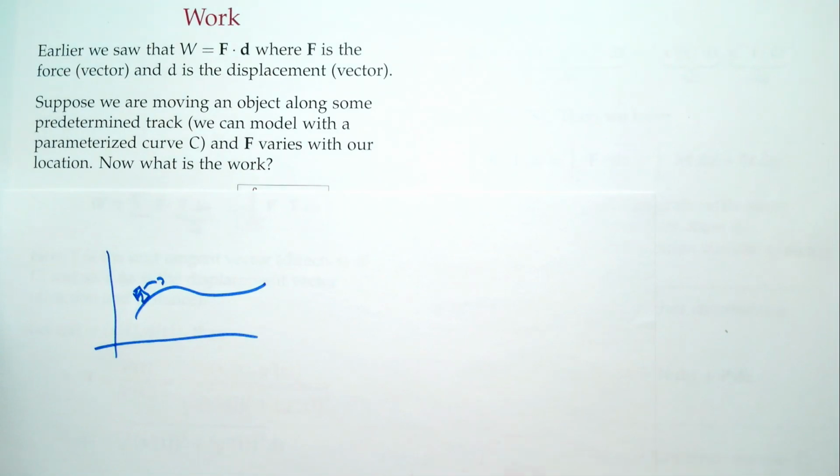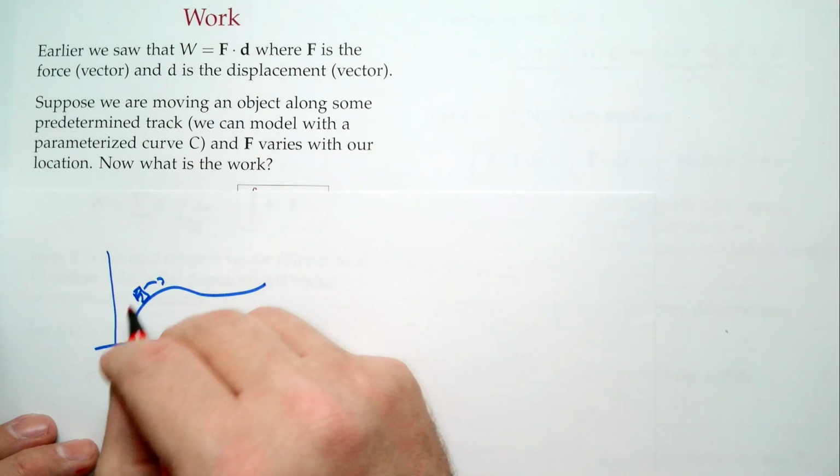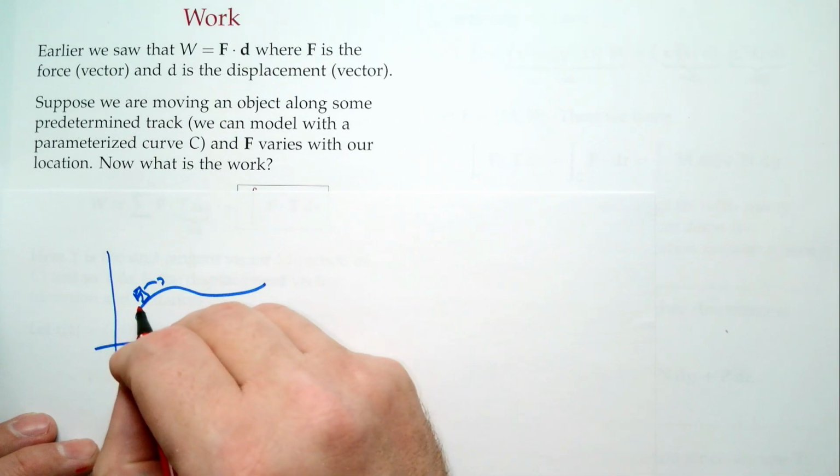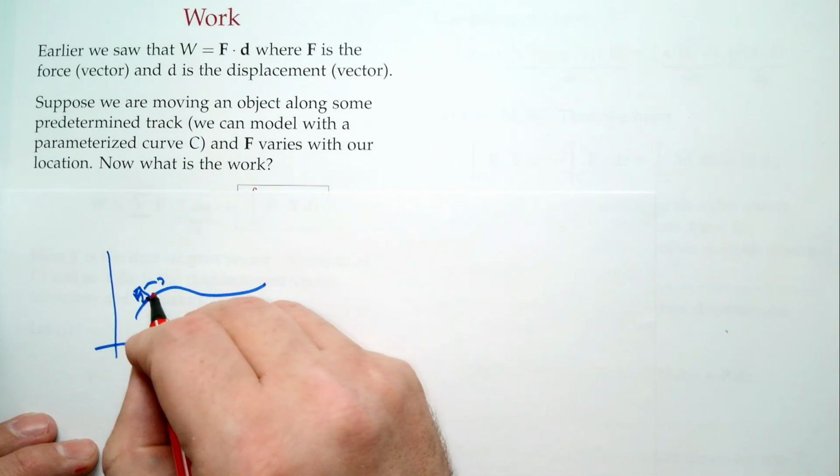Well, the answer is we do what we always do whenever we're faced with this kind of a question. We say, okay, let's not try to move the object all at once. Let's just move the object from here to there.